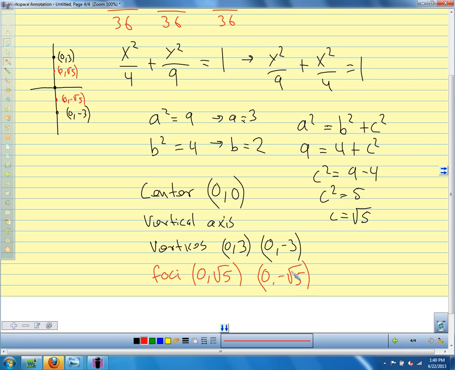And if we wanted to make a rough sketch of our ellipse, we know that B is 2. So to get to our minor, our co-vertices, we go over 2 units both ways, and my ellipse would look something like that. So that would be a rough sketch of my ellipse, and we figured out our center, our vertices, and our foci. We found A, B, and C, and that gave us all of our information.